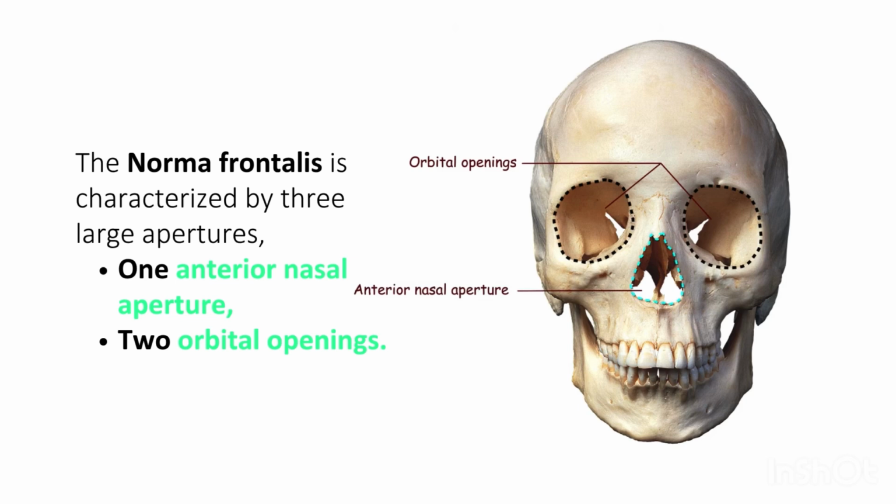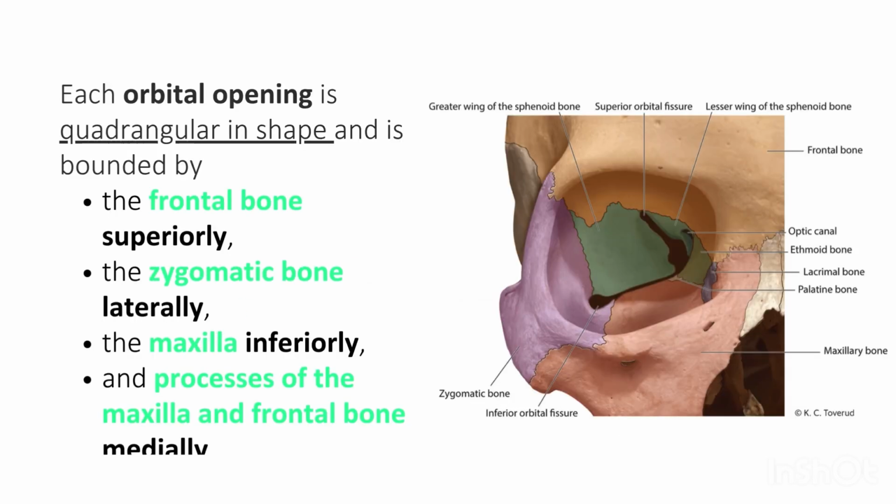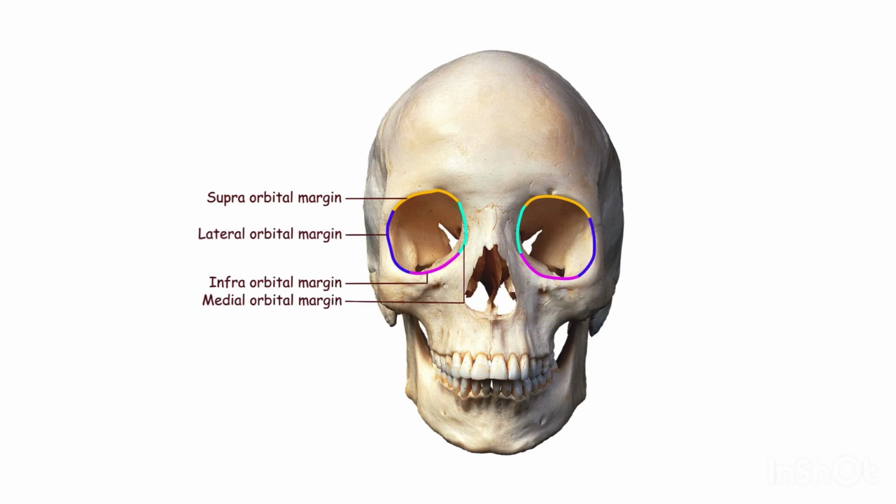The norma frontalis is characterized by three large apertures, one anterior nasal aperture and two orbital openings. Each orbital opening is quadrangular in shape and is bounded by the frontal bone superiorly, the zygomatic bone laterally, the maxilla inferiorly, and processes of the maxilla and frontal bone medially. So the orbital openings have a supraorbital margin, a lateral orbital margin, infraorbital margin, and a medial orbital margin.